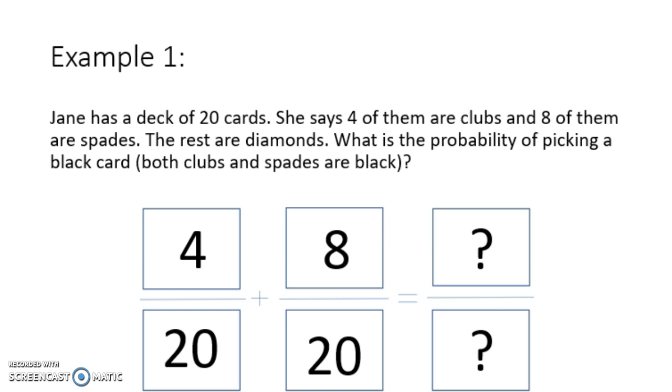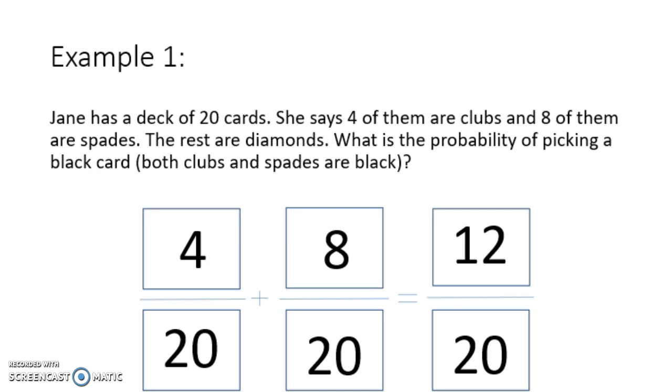However, since we've used our diagram and know it's a combined problem, we know the last step is going to be adding 4 out of 20 and 8 out of 20 together. Remember, when we add fractions, we're adding the numerators on top and keeping the denominator the same. 8 plus 4 is 12, so the probability of drawing a black card, which will be either a club or spade, will be 12 out of 20.